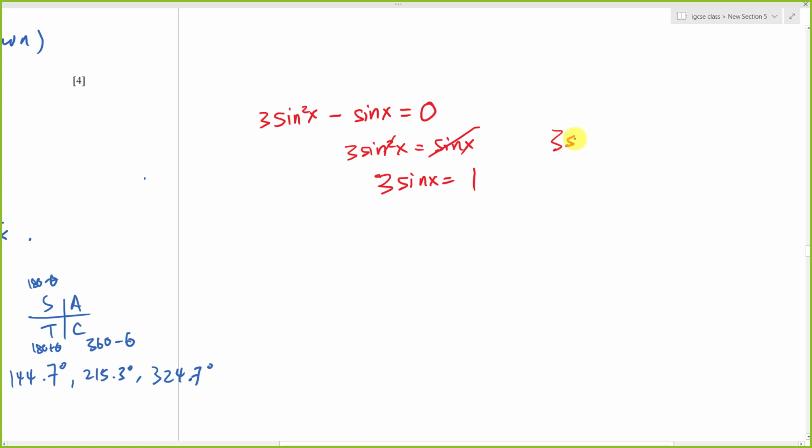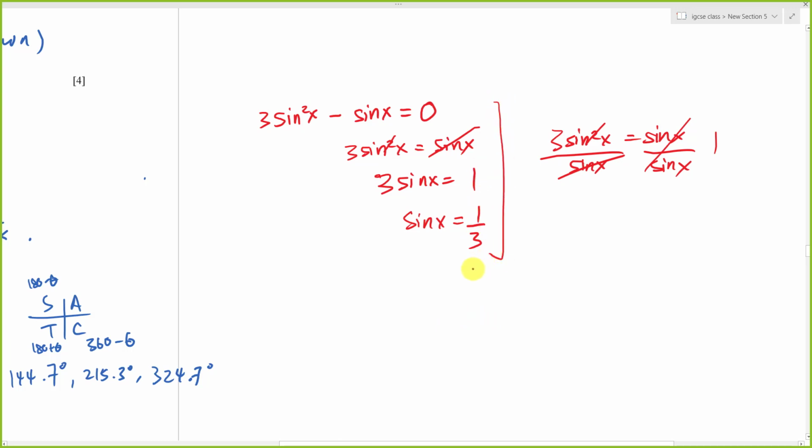Because here 3 sine square x equals to sine x. So what the student does is they divide sine x for both sides. And then you cancel out. Here you get 1, right? Then your sine x equals to 1 over 3. Okay, if you do it until here, it is correct. But then you will miss some answers.